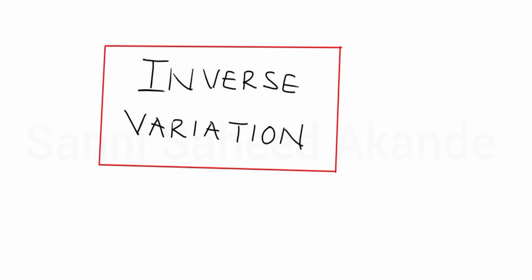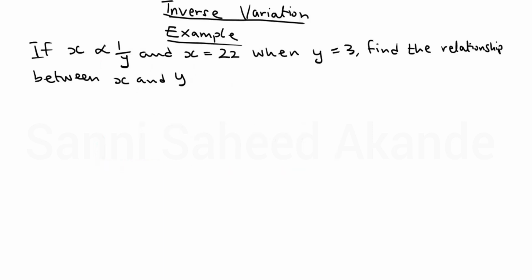Today we shall continue with our topic, variation, but today we are going to be looking at inverse variation. Let's begin by taking some examples under inverse variation. The first question says, if x is inversely proportional to y and x is equal to 22 when y is equal to 3, find the relationship between x and y.